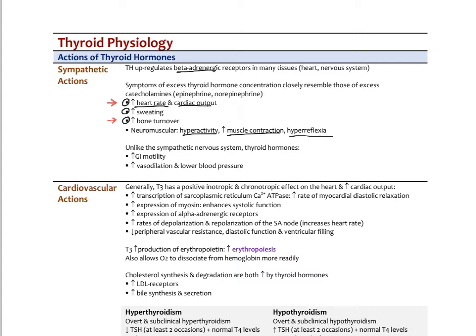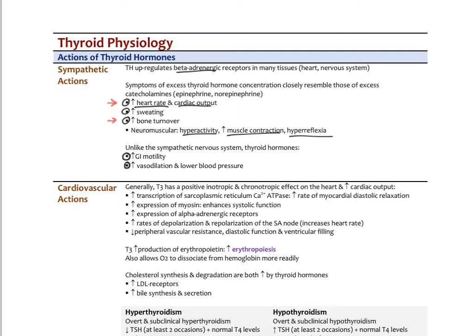Unlike the sympathetic nervous system, though, thyroid hormones will tend to increase GI motility. Remember, sympathetics generally inhibit your GI motility. It's the parasympathetics which turn on the GI motility. So in this case, thyroid kind of works like your parasympathetics in the GI tract. The thyroid also tends to cause vasodilation and tends to lower blood pressure to a degree. But for hypertension, we are always checking thyroid levels to see that a person is not hyperthyroid, because it can, in excess, really create hyperthyroidism.